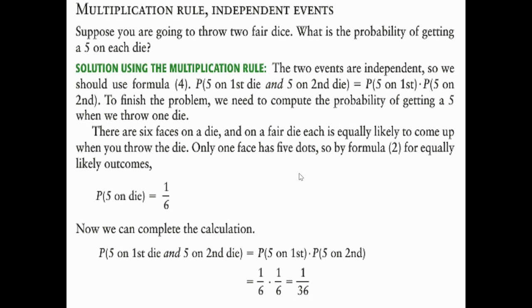All right, one chance in 6 times one chance in 6, independent events. I didn't have to adjust the probability of the second event to take into account the first because the dice don't talk to one another. In fact, I got a 5 on the first die, nothing to do with me getting a 5 on the second die. 1/6 times 1/6.